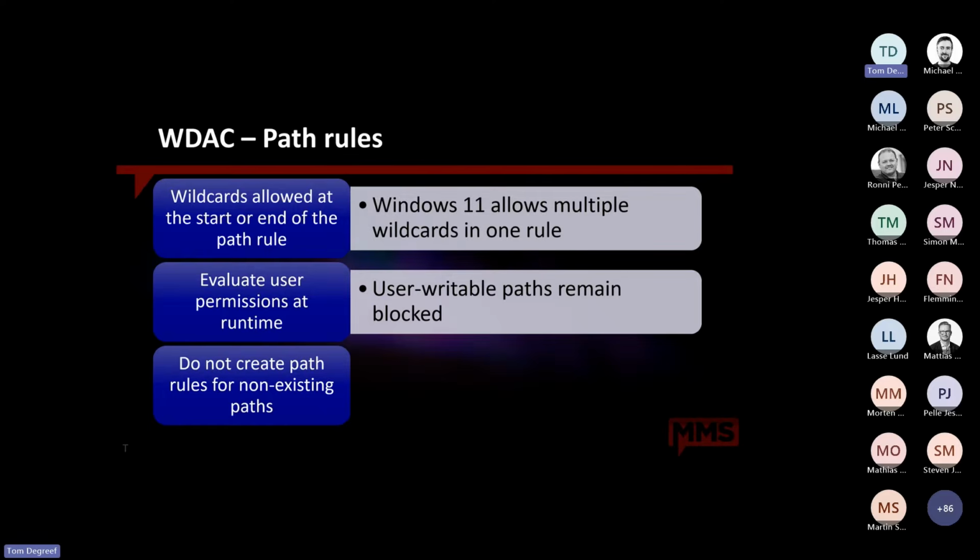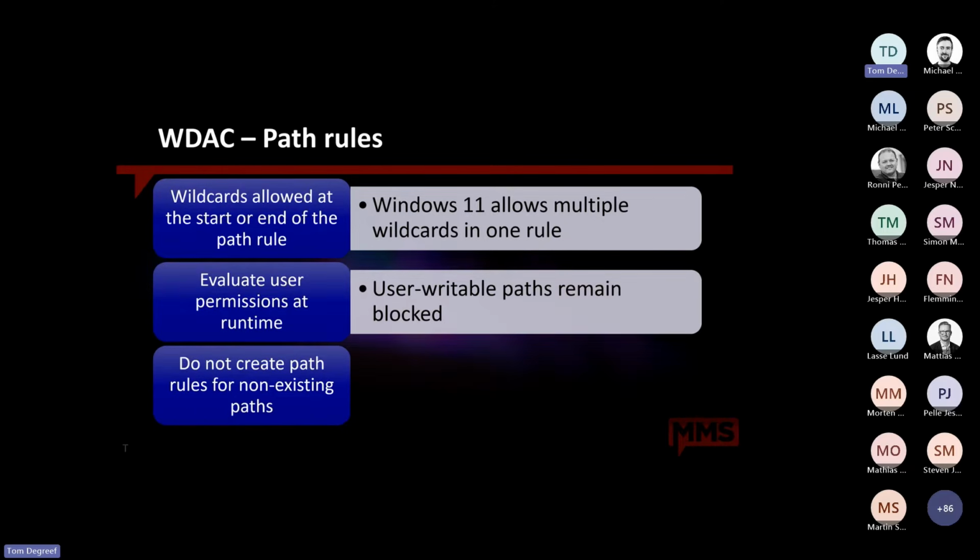A big difference between WDAC and AppLocker path rules is the fact that if an AppLocker path rule is set, and I, as an end user, have permissions to write in that specific folder, I can put in the files that I want there, and they would be allowed to run. For WDAC, that's not the case. If I, as an end user, have write permissions in the path, then the path rule would actually not apply. So that gives you a little bit more peace of mind with creating path rules: once an end user is allowed to write files in it, they would still be blocked from execution. So that's a big difference between the two.